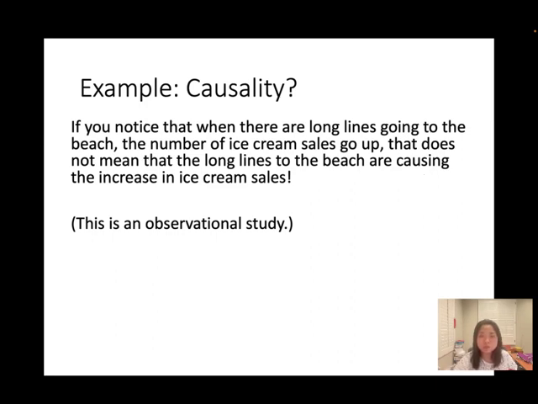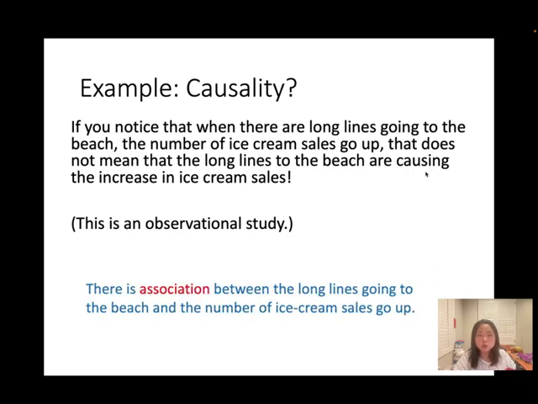One more time, this is an observational study. So you can only draw the conclusion that there is an association between the long lines going to the beach and the number of ice cream sales going up. They are associated with each other, but it doesn't mean that one caused the other to happen that way.